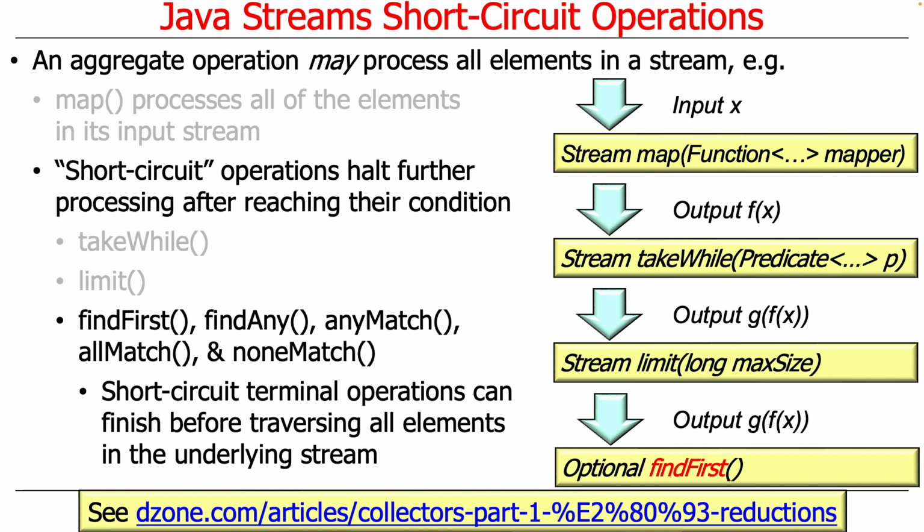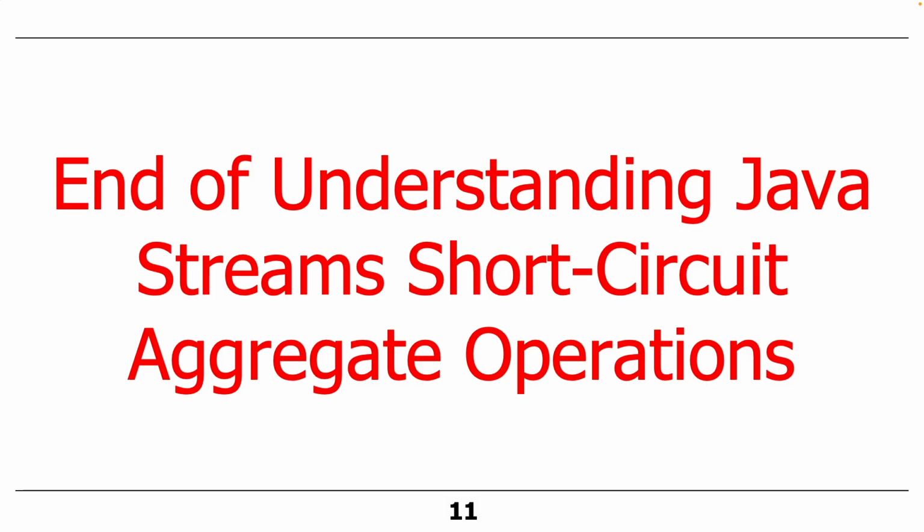So important things to remember when you start writing code and you need it to not always run to completion for everything that happens to be in that stream. So that's a quick overview of short-circuit aggregate operations in Java streams. Remember, aggregate operations include both intermediate and terminal operations.